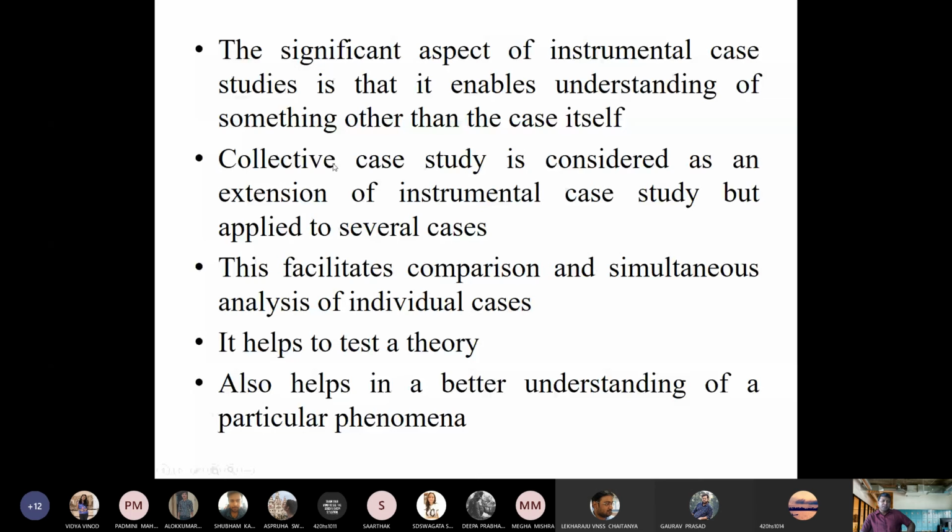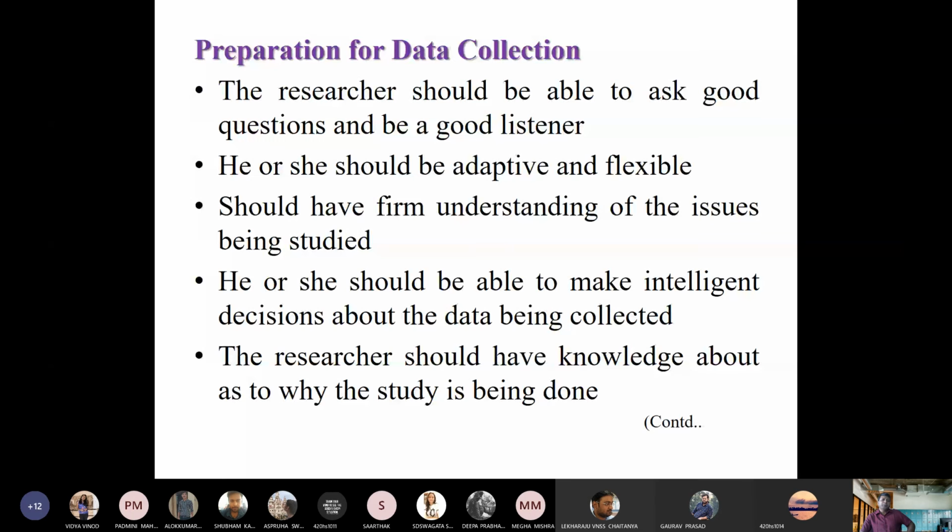Then preparation for the data collection. The researcher should be able to ask good questions and to be a good listener. Here, while you are collecting the data, the researcher should be able to ask good questions and to be a good listener. Here, what exactly happens?